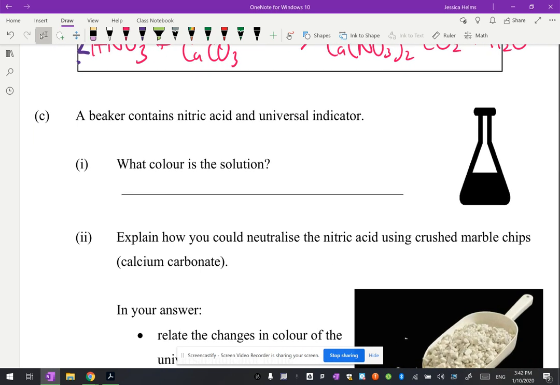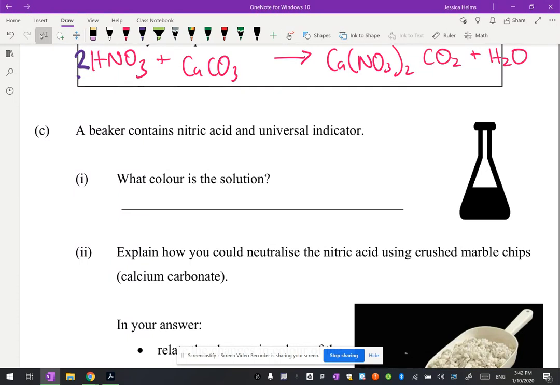This is question 2, part C of the 2020 endotopic test. Okay, so a beaker contains nitric acid and a universal indicator. What color is the solution?